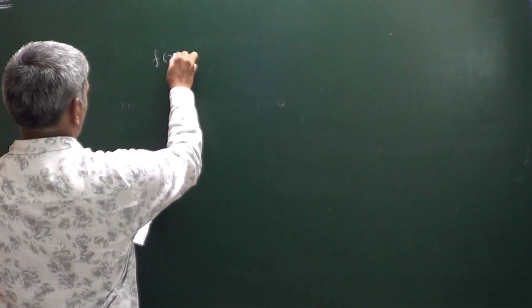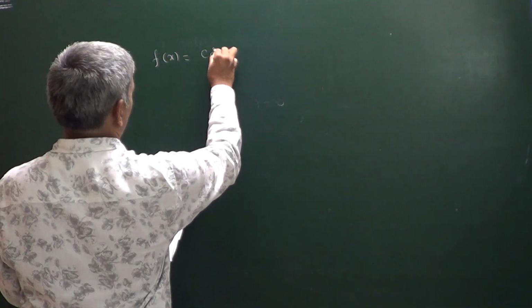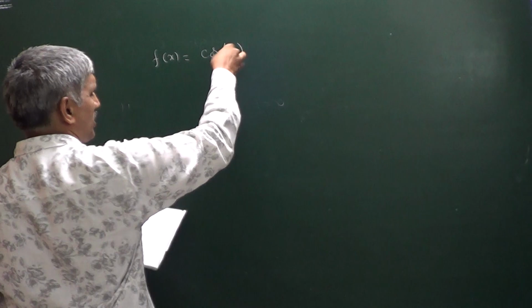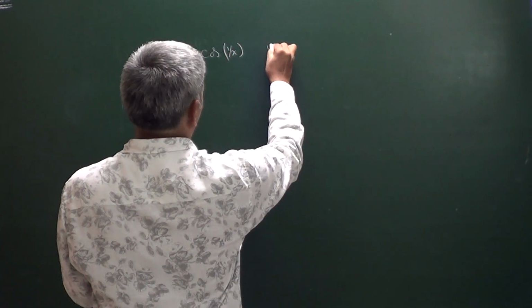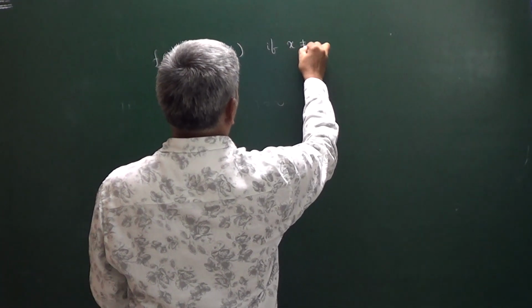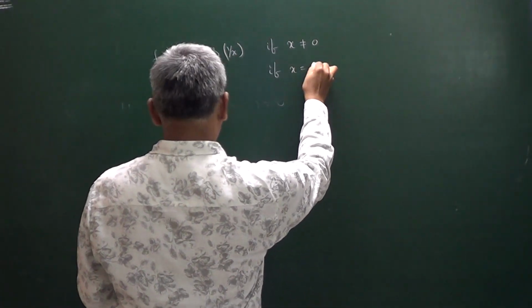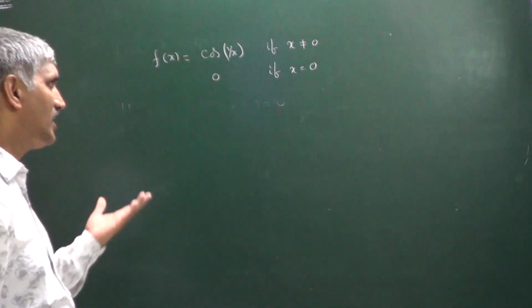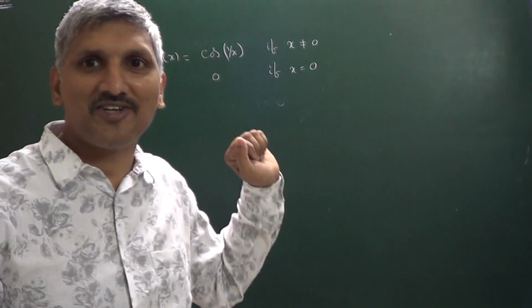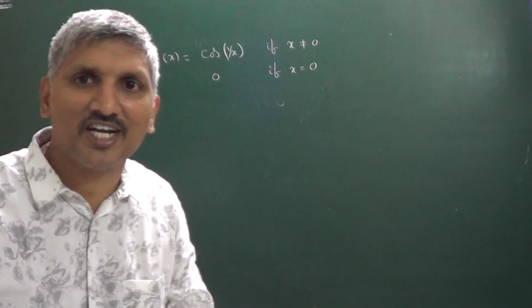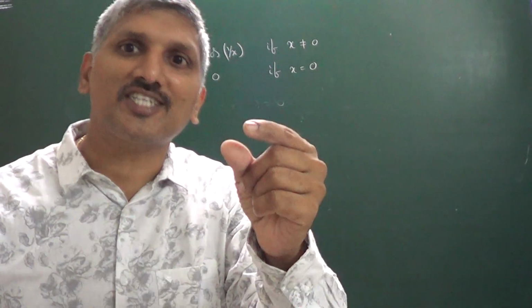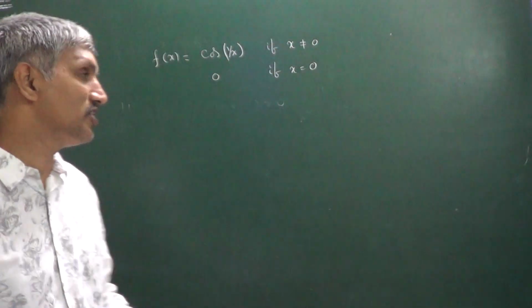So a similar type of question you can check one more here. The question is given like this: f of x is equal to cos 1 by x. Same, you can take sin 1 by x also just for the change. If x is not equal to 0, and we can write 0 if x is equal to 0. Now what can we say? This function is not continuous, not differentiable. Because not continuous, that is enough. If the function is not continuous, no doubt it is not differentiable.